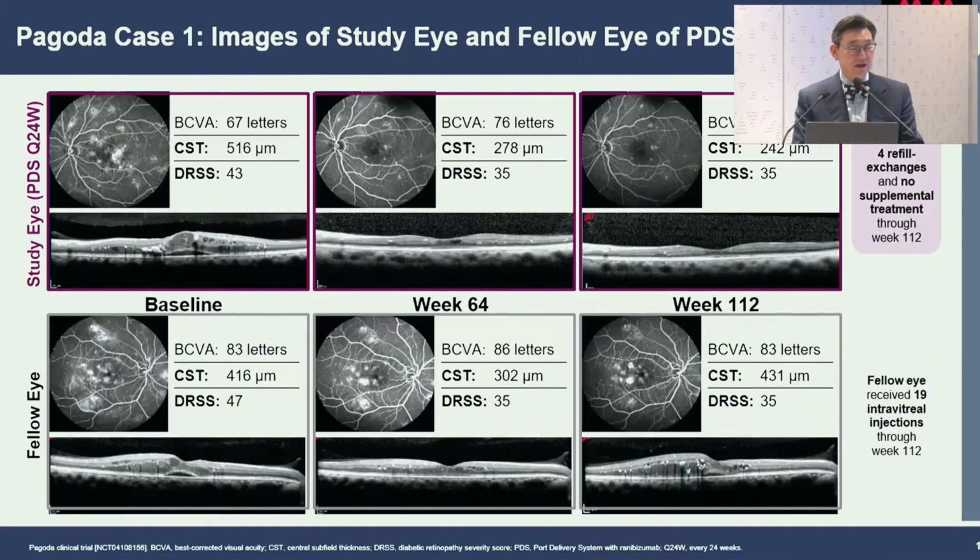So these are some clinical images of 1 patient. It gives you a feeling of what the port delivery device can do. At baseline in the study eye, we can see marked macular edema, and there is also edema in the fellow eye. The device gets inserted, and at week 64, the macular edema in the treated eye resolves almost completely, and this continues to the end of the study. Whilst in the fellow eye, it fluctuates, and actually at the end of the study, it is increased. And this is what we do see in clinical practice.